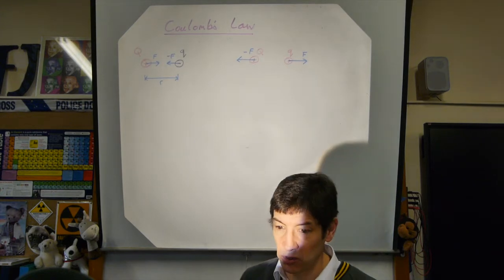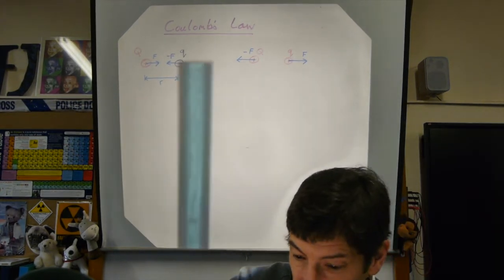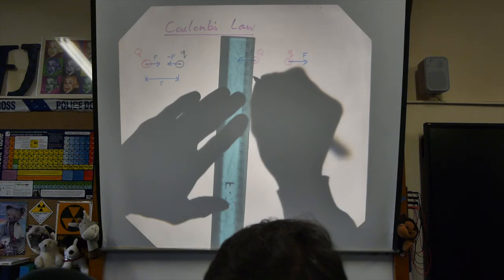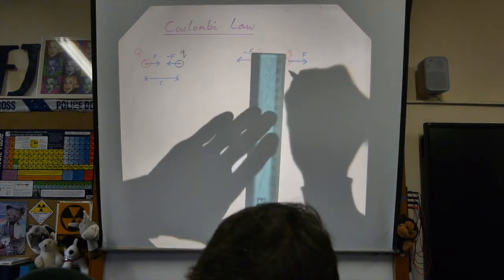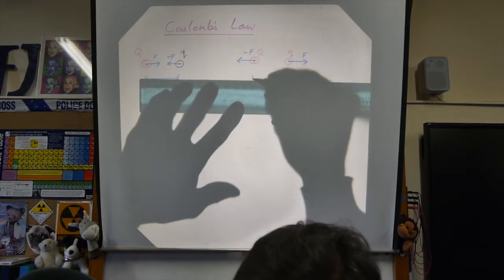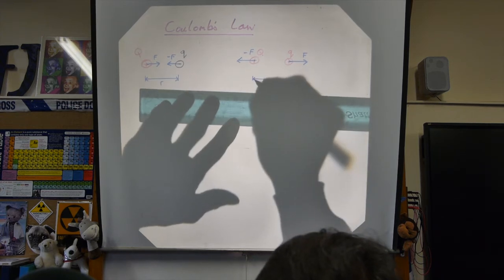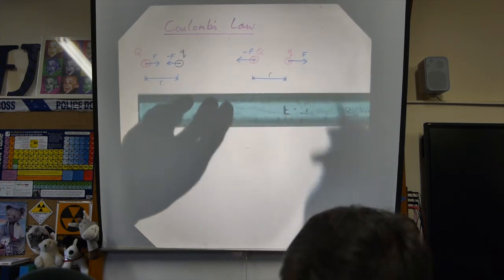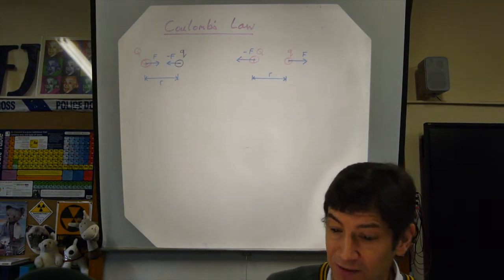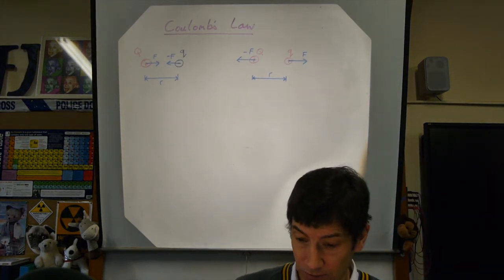Okay, let's get back to Coulomb's law. So we remember that these two, shall we make them point charges now? From the middle of them, they're separated by a distance that we're going to designate r. So now we're up and running. Let's have a look at what the force depends upon.